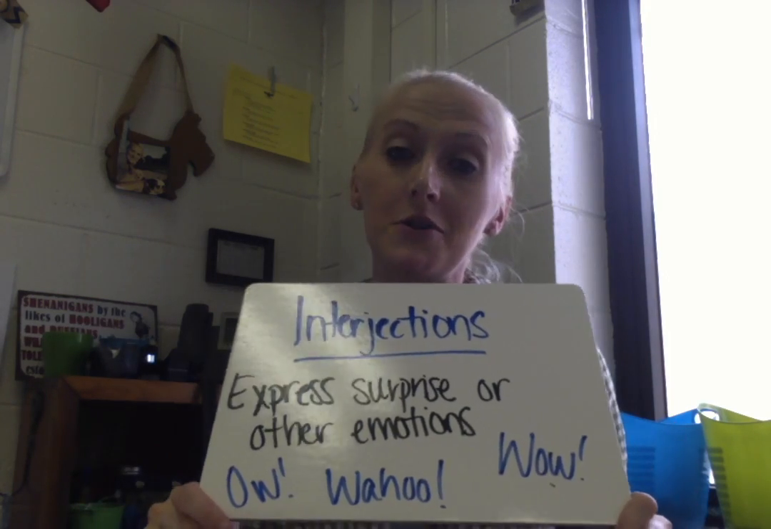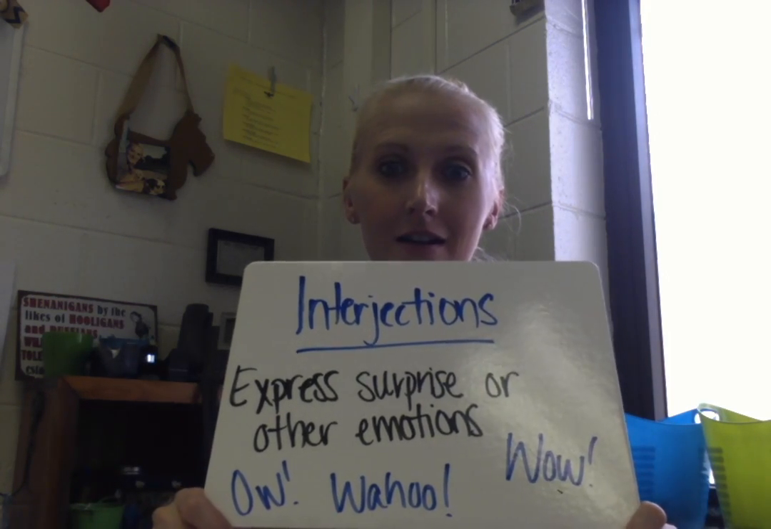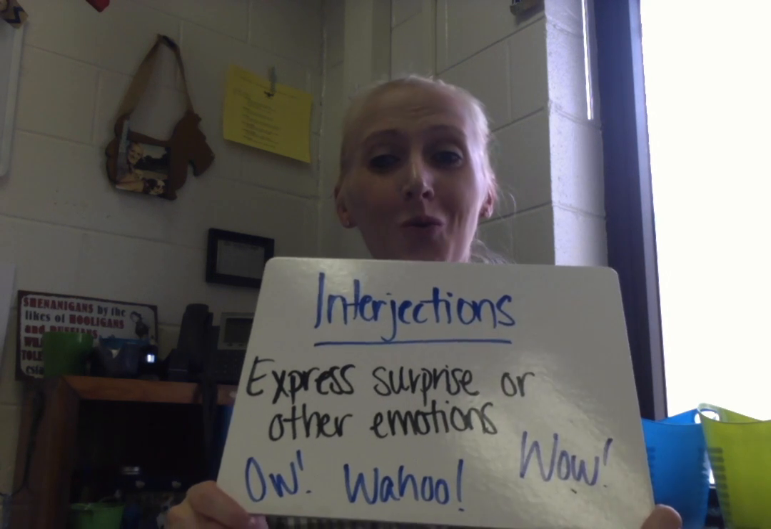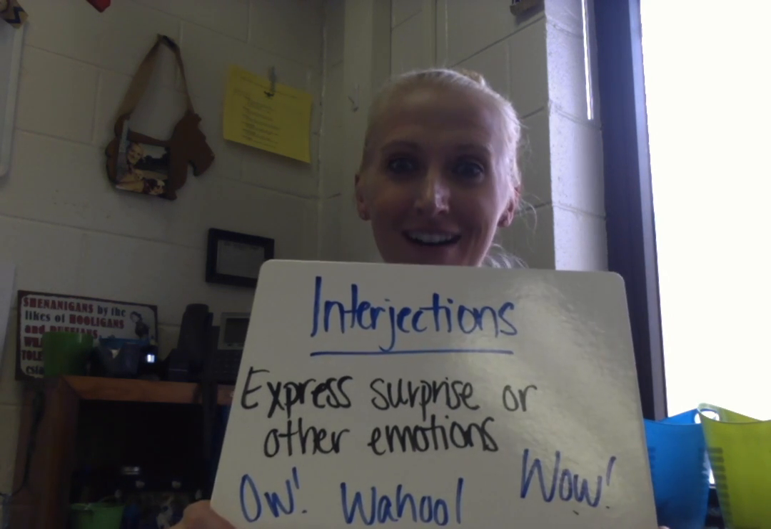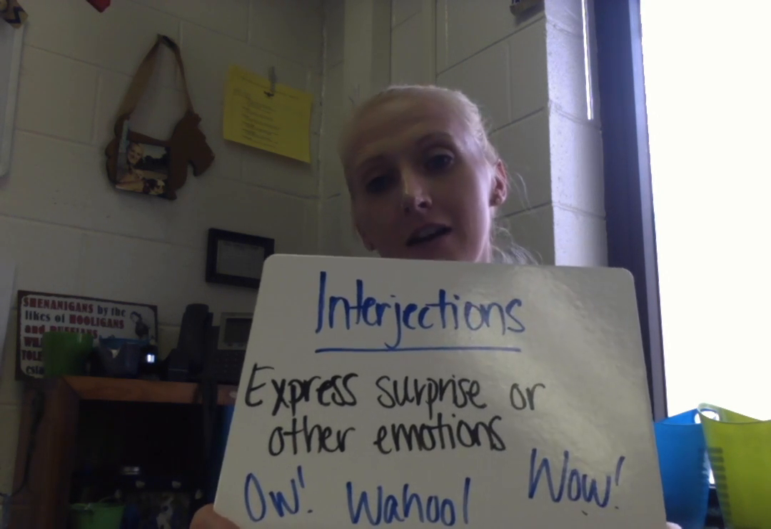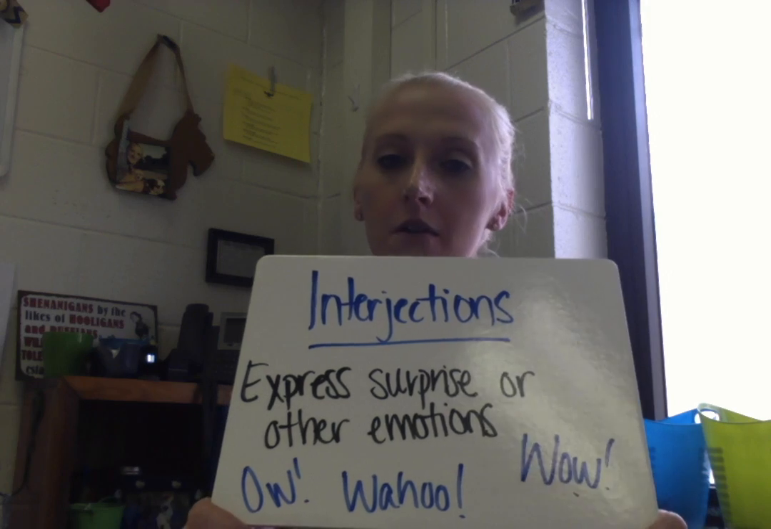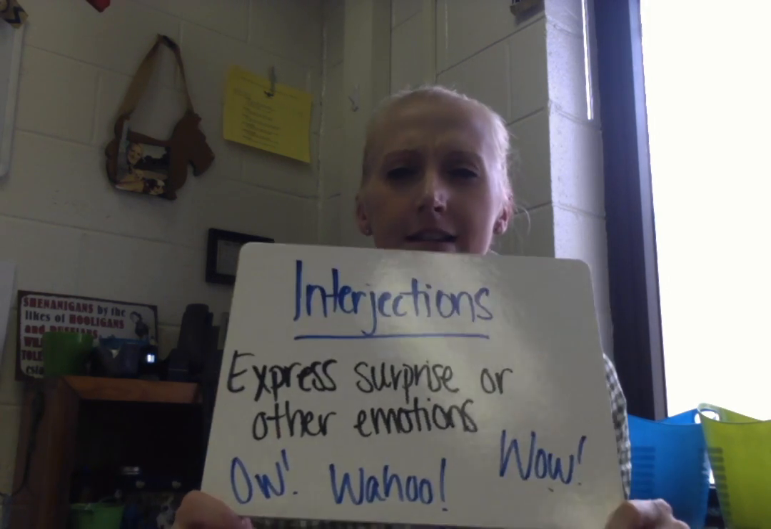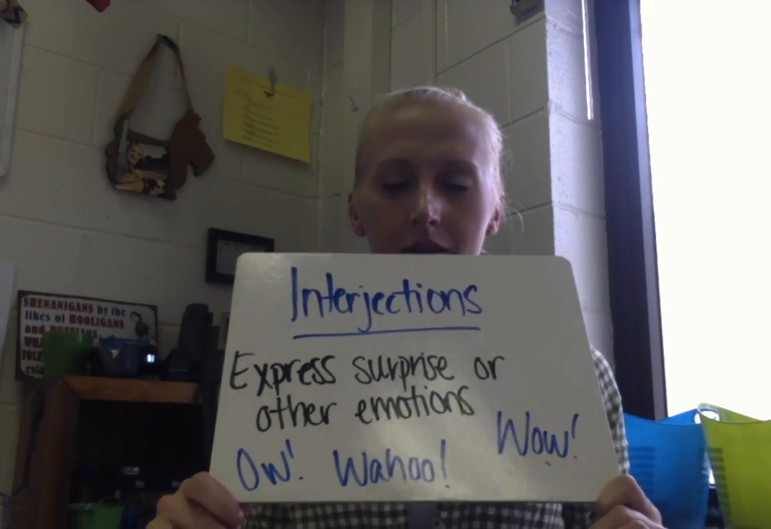We use interjections to show surprise or emotion in our writing and speaking. Ow! Woohoo! Wow! Interjections may end with an exclamation point if you're having an exclamatory sentence, or an interjection may end with a comma and you may continue your sentence if it isn't an ecstatic emotion. Think about being at a sports game or watching an academic competition. We use so many interjections during that.